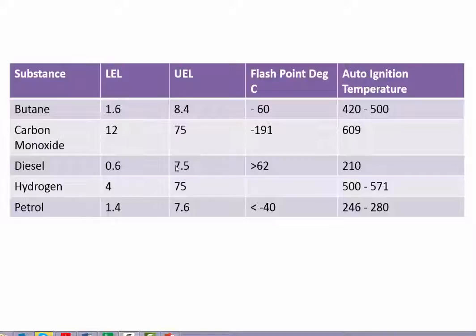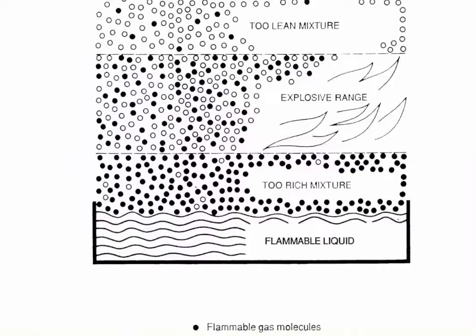If we have greater than 7.5% fuel in the air, then it'll be too rich. We'll have too much fuel, not enough air, and same if we have less than 0.6%, then there's not enough fuel to support combustion. And this is what it looks like as a sort of a diagram.